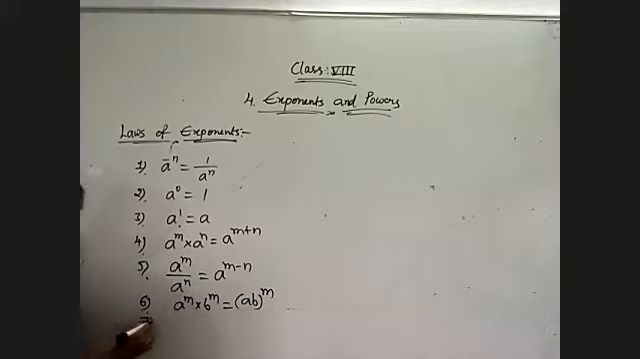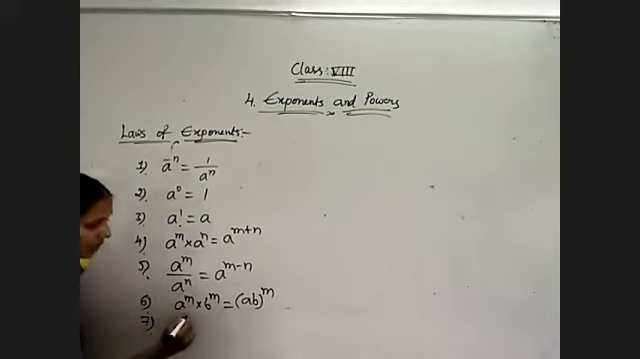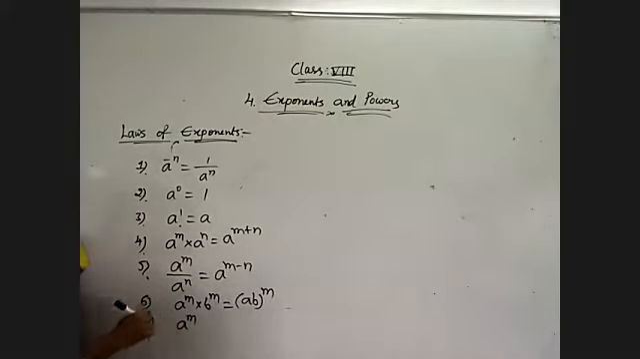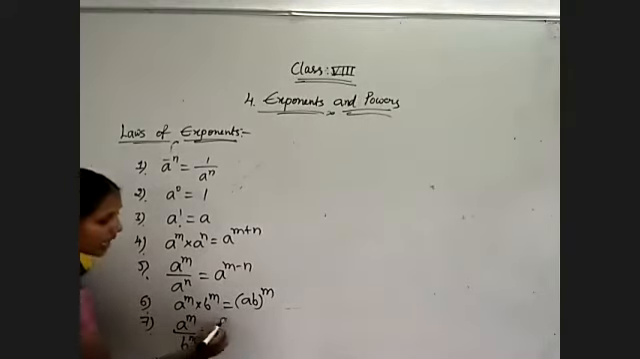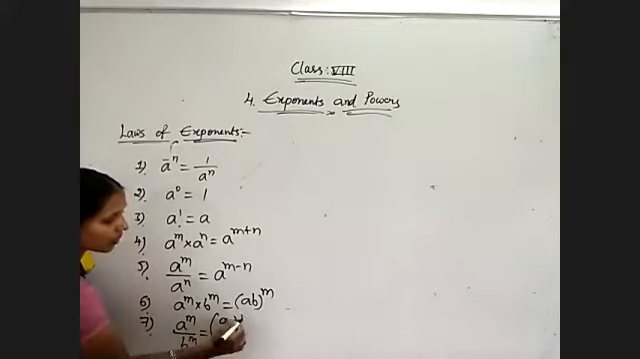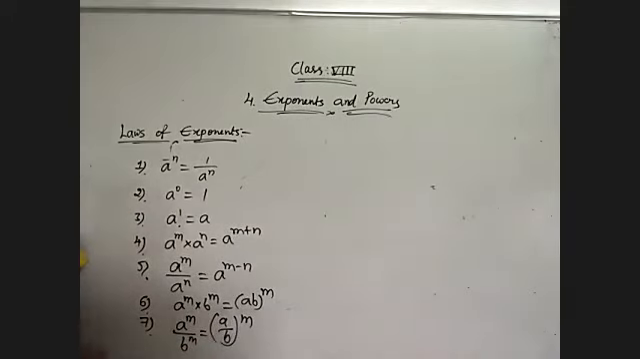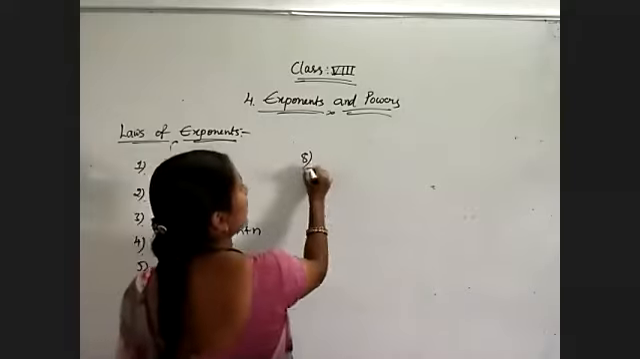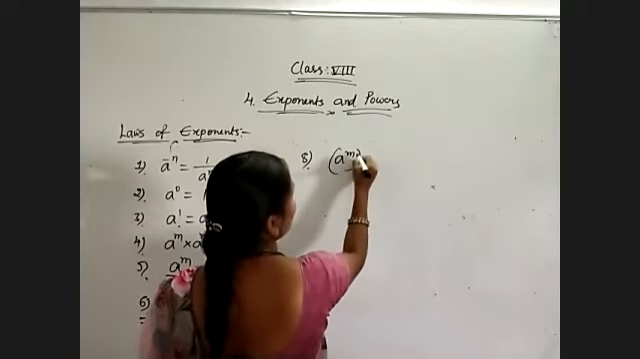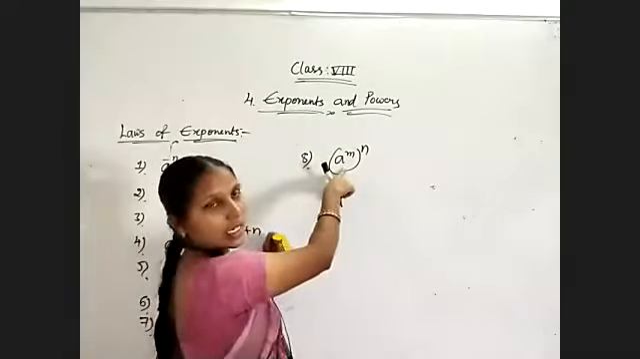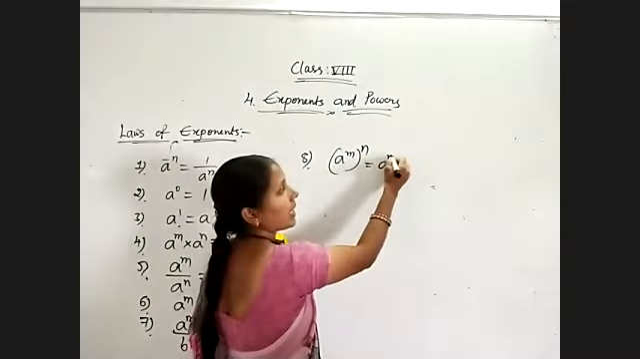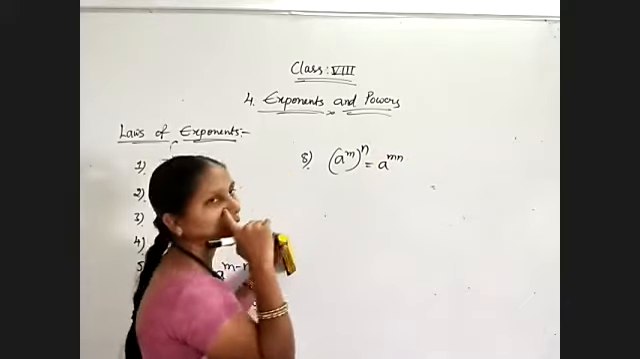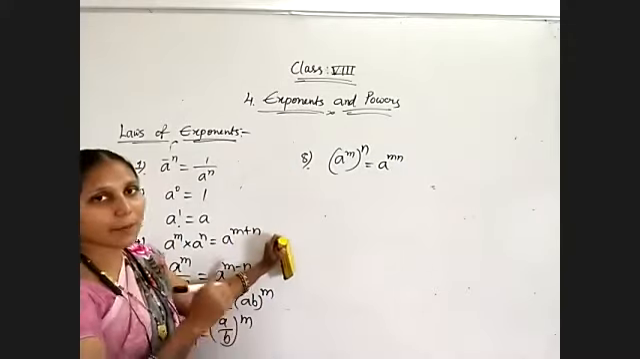Next, seventh identity is: bases are different but exponents are same and they have been divided. In that case, a by b whole to the power of m. Okay, and next, eighth one: when an exponent is given again an exponent, in that case, exponents will be multiplied. a power m whole power n is equal to a to the power of m into n.